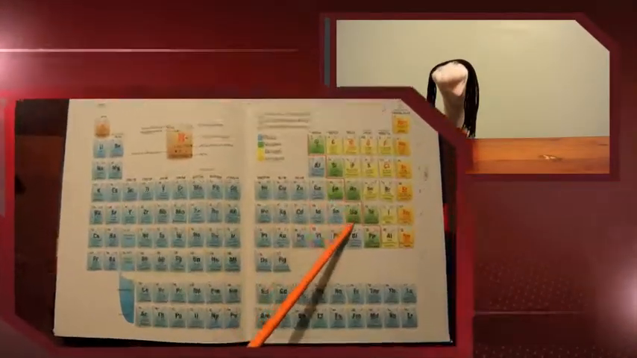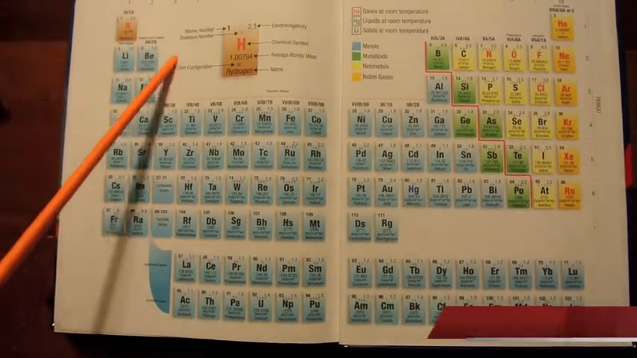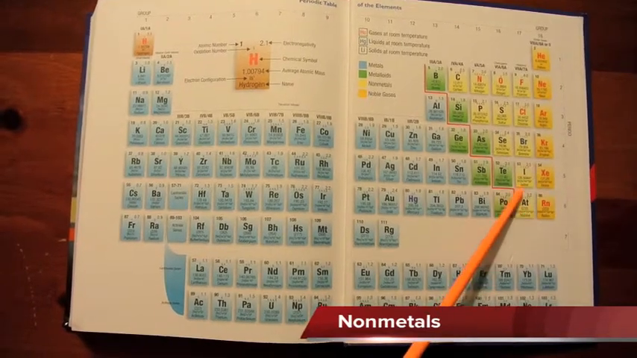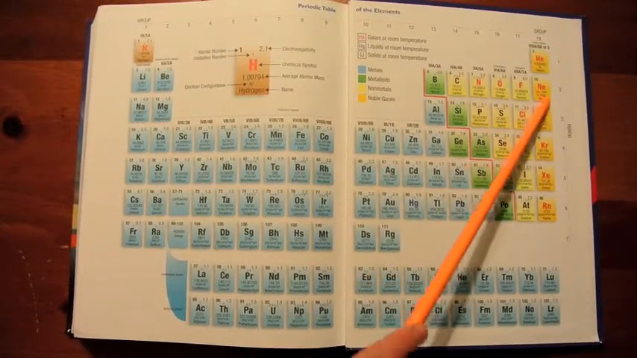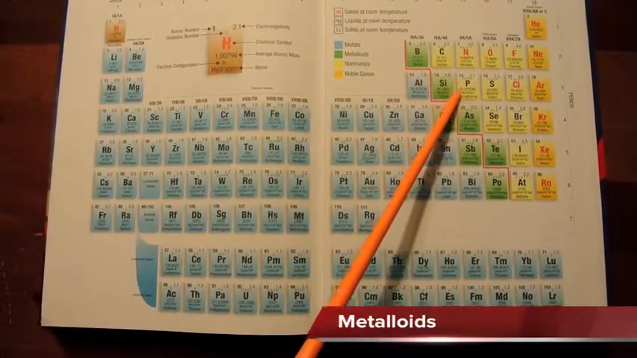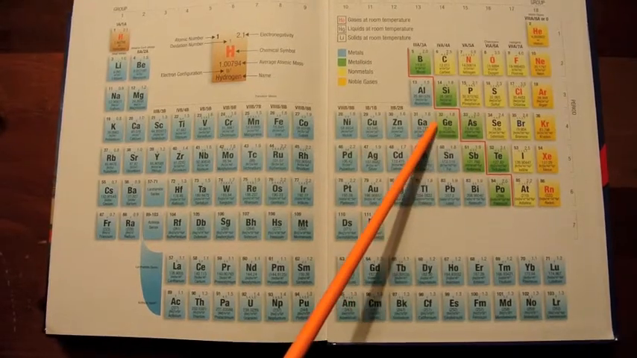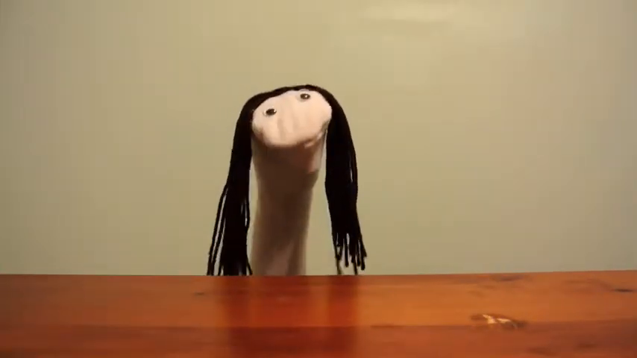Thanks, Noah. Well, it's just that the metals are found on the left of the stair-step line, which you can see here in blue. Non-metals are found to the right of the stair-step line, which you can see here in yellow, along with the noble gases, which are the farthest right group. And finally, we have the metalloids, which border the stair-step line. These are the green squares you can see here. And now you know where certain types of elements are found.